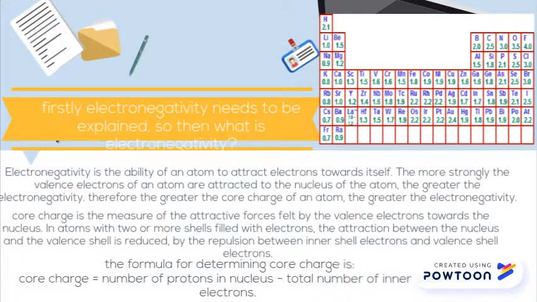Therefore, the greater the core charge of an atom, the greater the electronegativity. Core charge is the measure of the attractive forces felt by the valence electrons towards the nucleus. In atoms with two or more shells filled with electrons, the attraction between the nucleus and the valence shell is reduced by the repulsion between the inner shell electrons and valence shell electrons. The formula for determining core charge is as such.